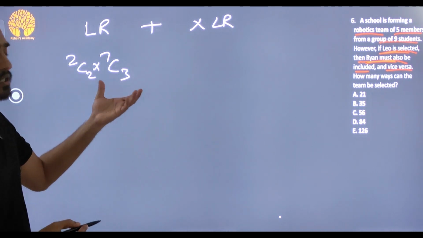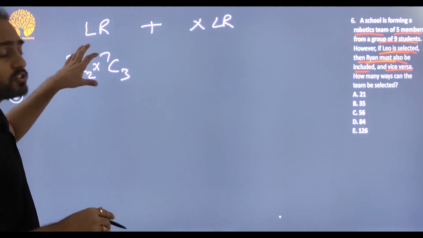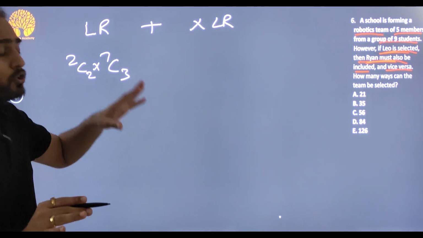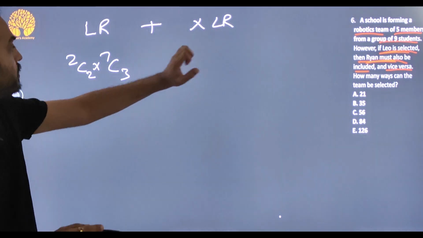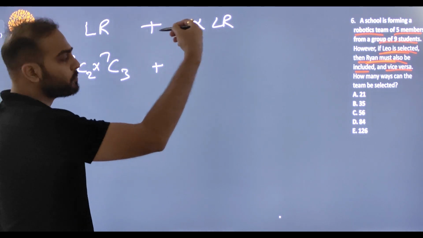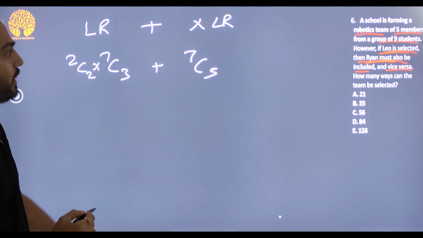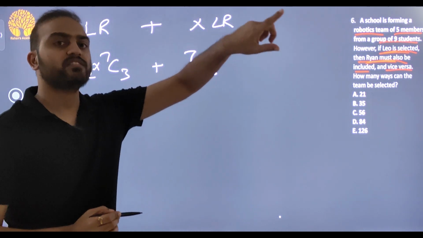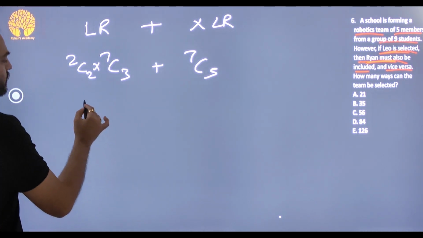From the remaining 7 members, we need three more. Remember, the team isn't over. Just by picking these two, don't think the question is solved. By picking these two, the team isn't complete yet. You still need three more members, right? Now, when I don't pick these two, that means from the remaining 7, I have to make my team of 5, right? If I don't pick these two, I have 7 members left and I still need 5 to make my team, right?